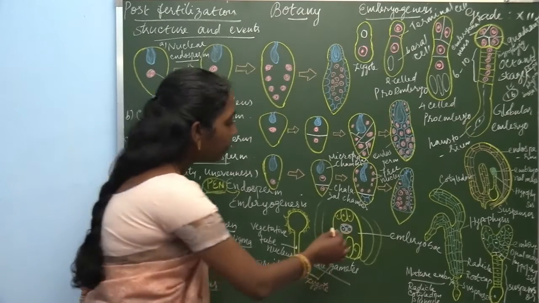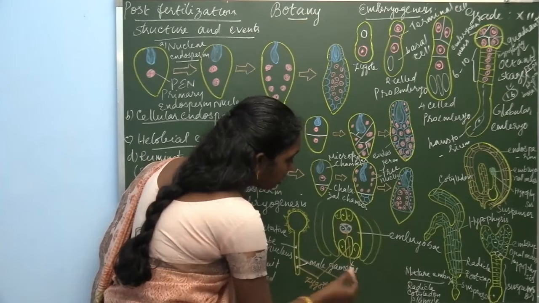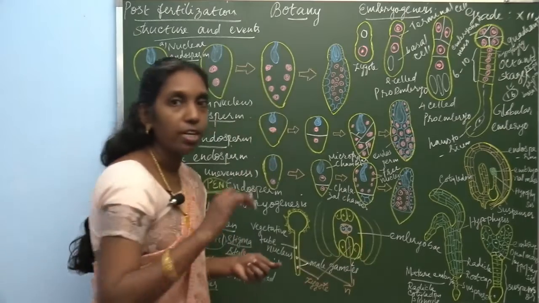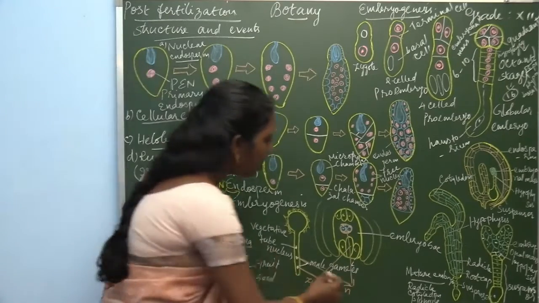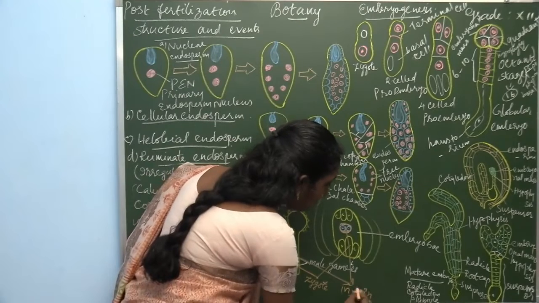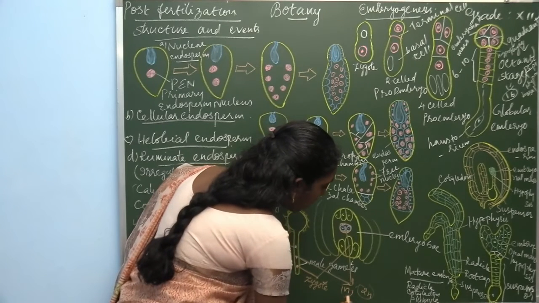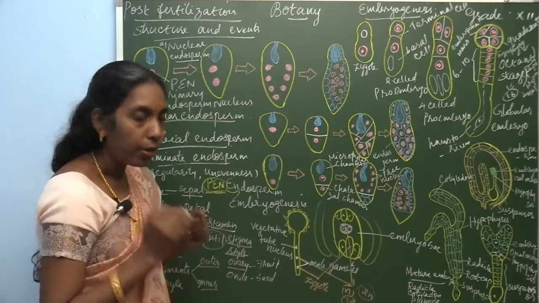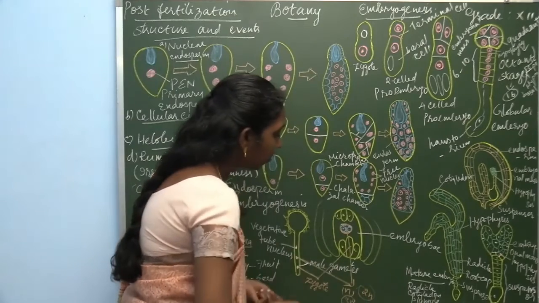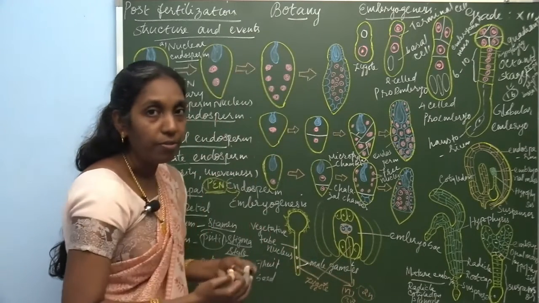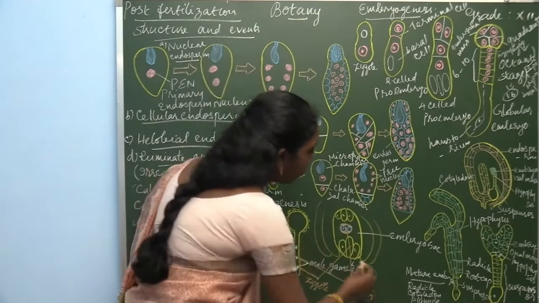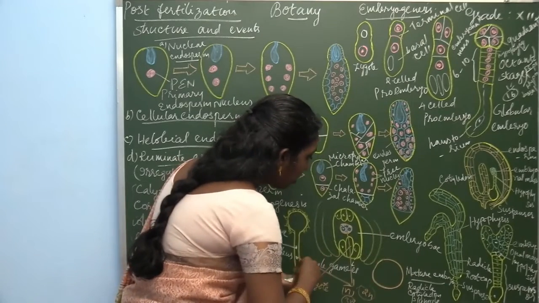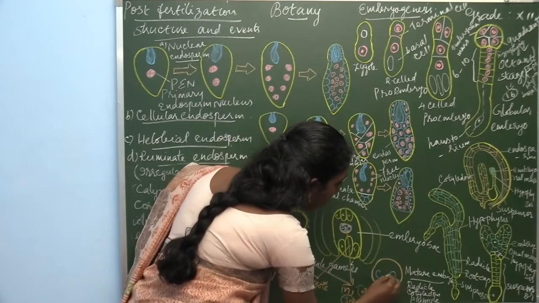This male gamete fuses with the secondary nucleus. So it is N from the male gamete, plus the secondary nucleus, where two polar nuclei fused together, which is 2N. So now it becomes 3N. This 3N is the primary endosperm nucleus. As the result of this triple fusion, there is the formation of endosperm. Here is the endosperm, and inside it the embryo develops.